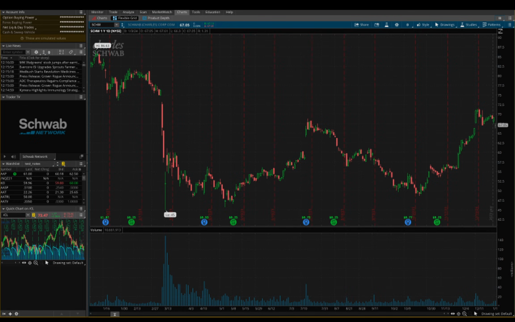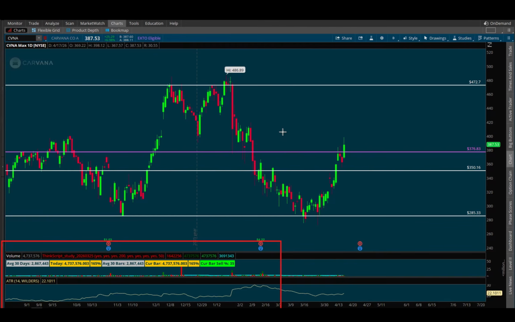Now, your screen, the background will probably be black. You won't see all of the indicators and the tools on the bottom side. And we'll share with you how to edit all of those things in a moment.